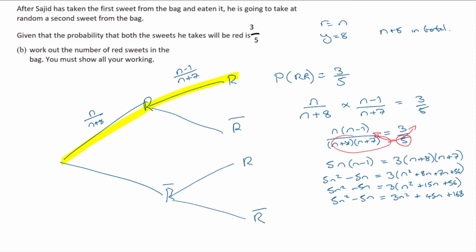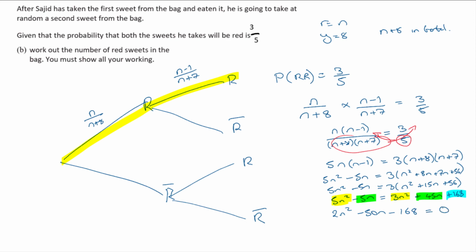Then it's a matter of collecting like terms, isn't it? Now I've got 5n squared on the left and 3n squared on the right. So taking 3n squared away from both sides, that's going to leave me with 2n squared. I've got minus 5n on the left, and positive 45n on the right. So taking 45n away from both sides, that's going to give me minus 50n. And then I've got plus 168 on the end there. So taking 168 away, I'm going to get minus 168, and that is then equal to 0.